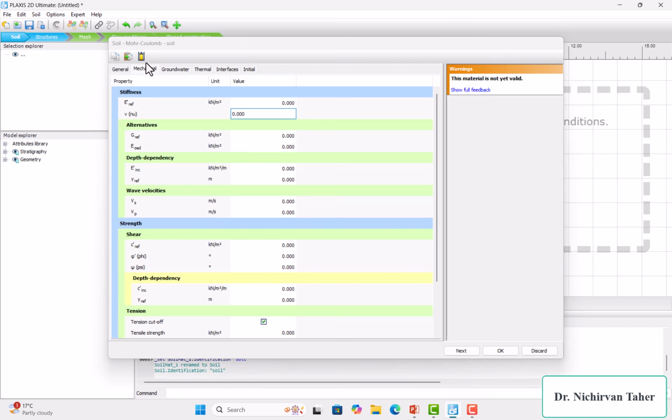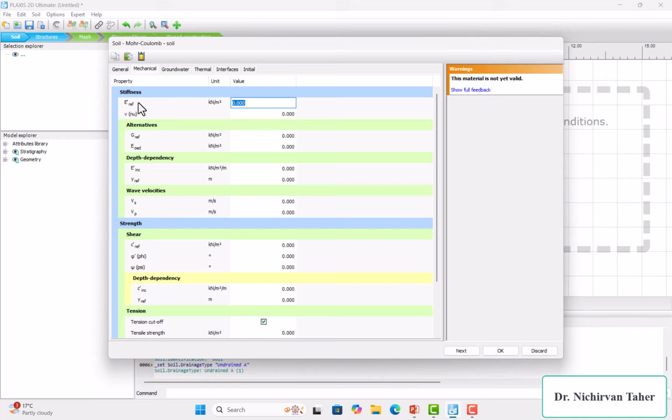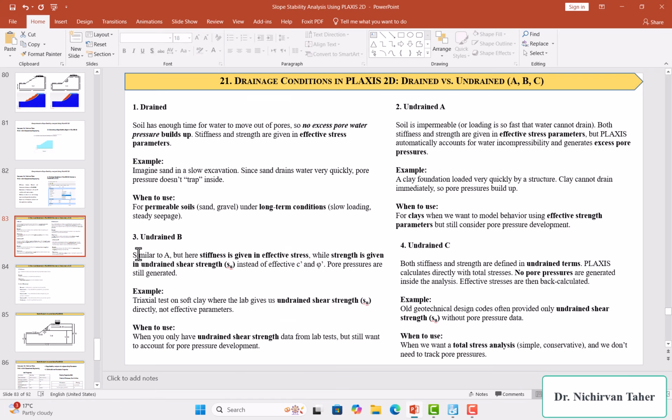In PLAXIS, if I select undrained A, again we can see the elasticity, Poisson ratio and shear strength parameters in terms of effective stress. Also, we have number 3, undrained condition B.